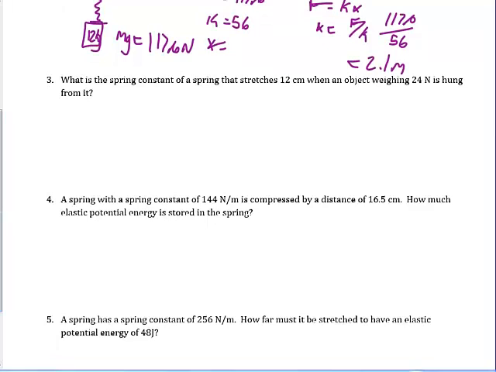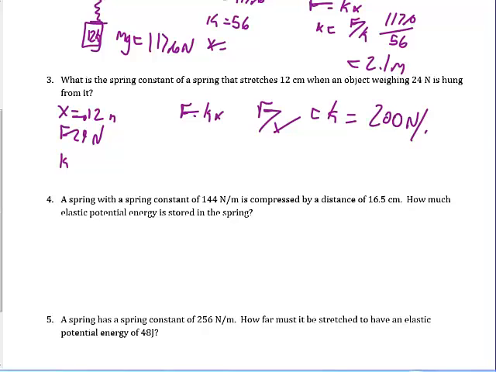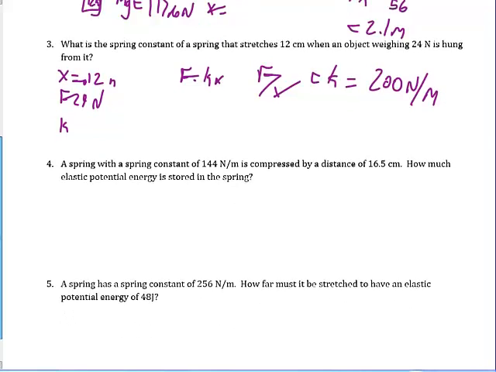Okay. Similar problem here on number 3. The spring constant of a spring that stretches 12 centimeters, so x is 0.12, right, because centimeters to meters. Force is 24 newtons. And we're looking for k, so F equals kx, or F divided by x equals k. My handwriting just keeps getting better and better, doesn't it? So 24 force divided by 0.12 is 200. So my spring constant is 200 newtons per meter. So it takes 200 newtons of force to stretch that spring 1 meter.